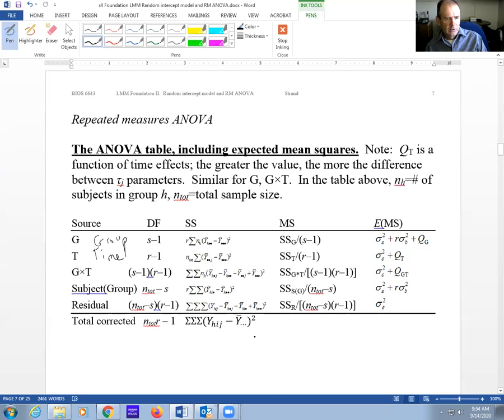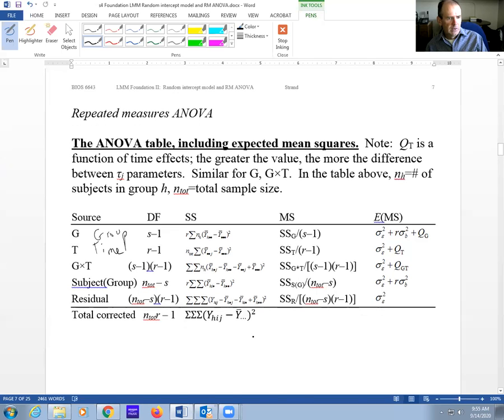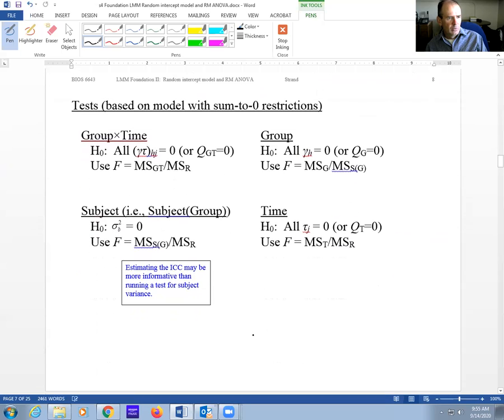Makes sense, it's intuitive. So how do we use that? Well, we can use our F tests for our different sources. And you notice here that for tests involving group by time, for subject, and for time, we use the mean square residual in the denominator, whereas for group, I'm not using that. I'm using a different denominator.